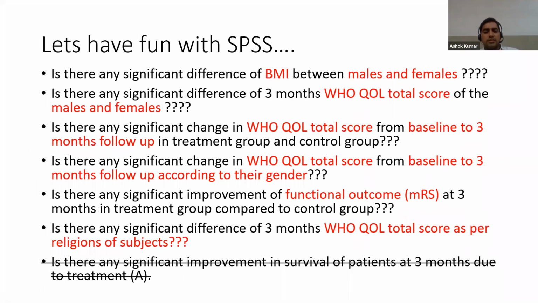And again, is there any significant difference of 3 months WHO quality of life total score per religion of subjects? So what is the independent variable? Religion. And what is the dependent variable? 3 months quality of life total score. And how many religions? I have to see in the data sheet how many religions the participants have.